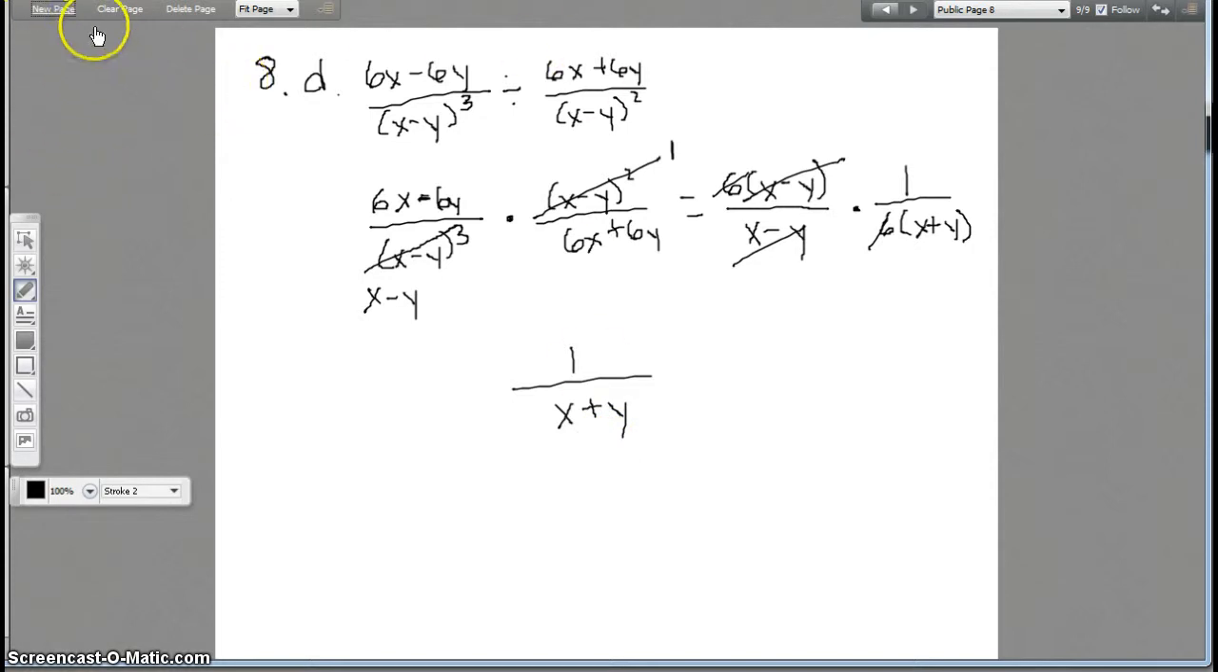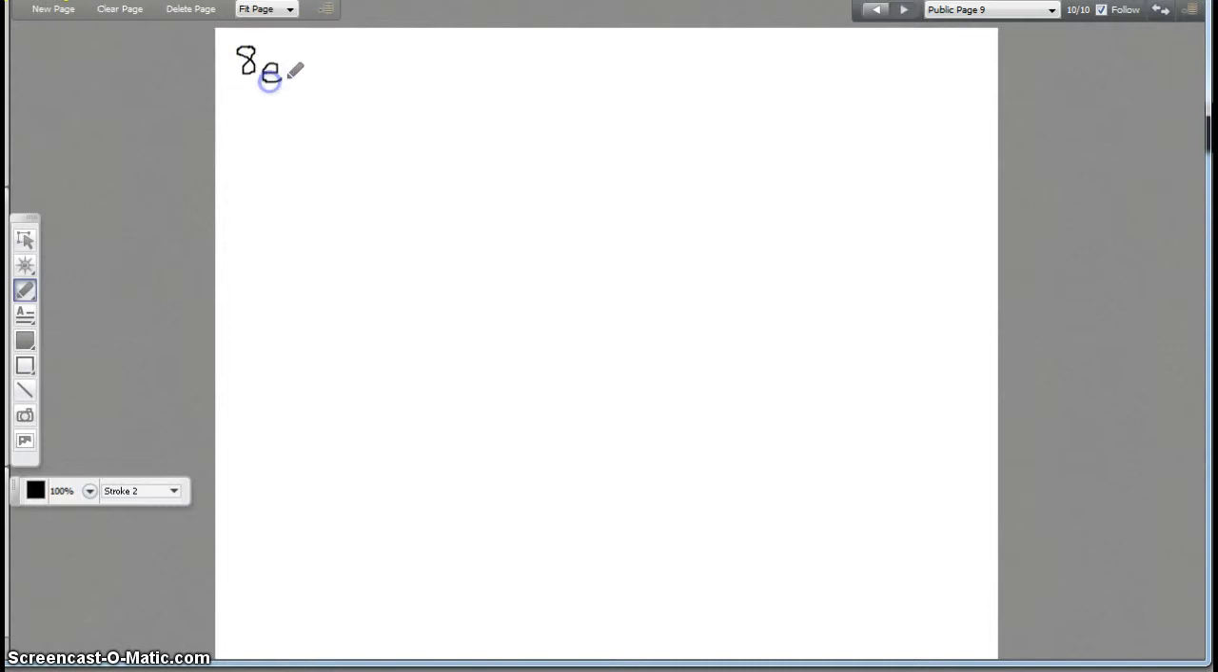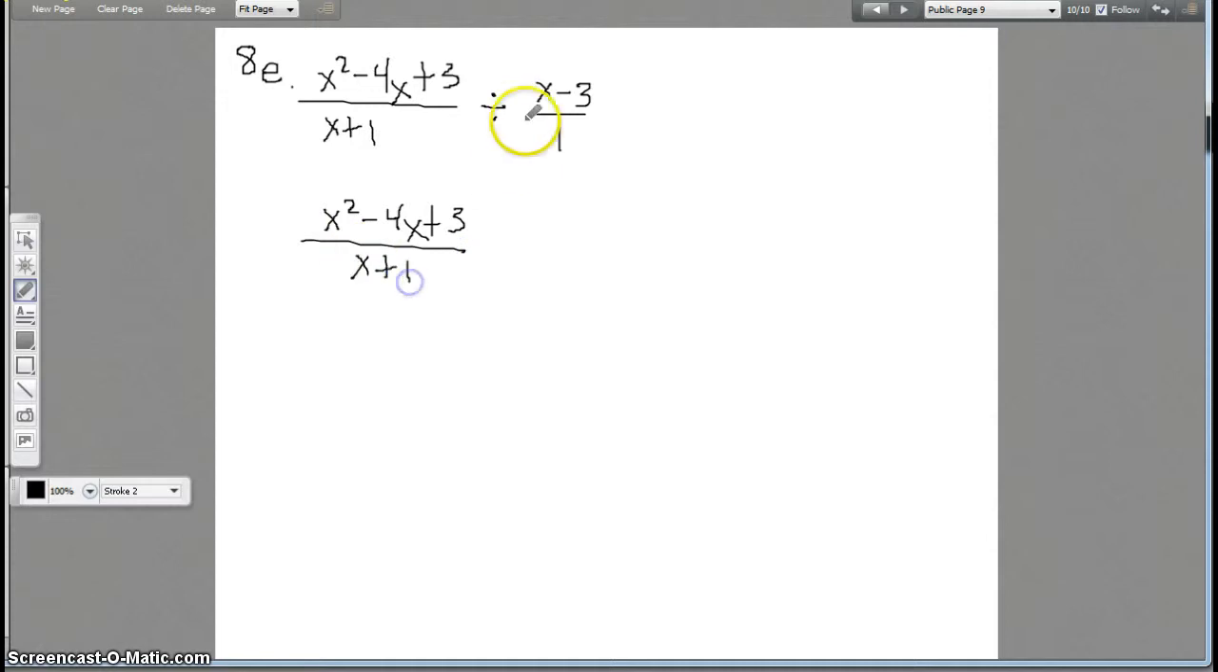Let's look now at part E. Number 8, part E, that problem is (x squared minus 4x plus 3) over (x plus 1), and that is divided by x minus 3. Now, since it doesn't show a fraction, I'm going to make this a fraction of 1. Remember, anytime we have divided, we copy our first fraction, which is (x squared minus 4x plus 3) all over (x plus 1). Change the divided to a times and flip over our second fraction, 1 over (x minus 3).